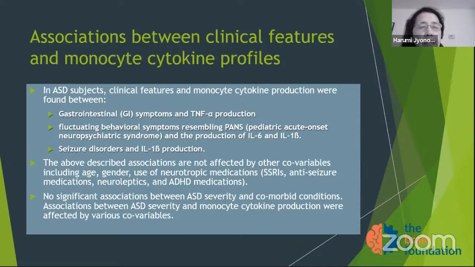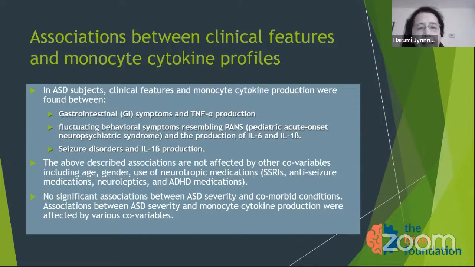So we did that because of the previous studies and also the more newly recruited subjects. We have done that in close to 150 ASD subjects. Some of the clinical associations that were significant are GI symptoms and TNF-alpha production. Then the IL-6 and IL-1 beta were more associated with fluctuating behavioral symptoms.